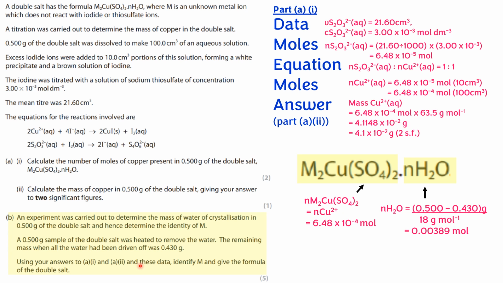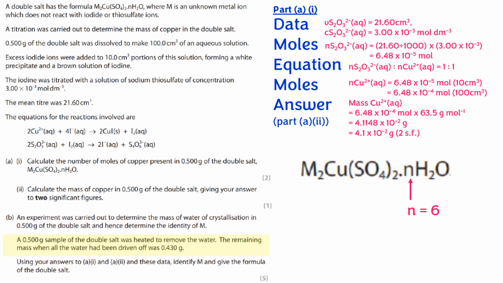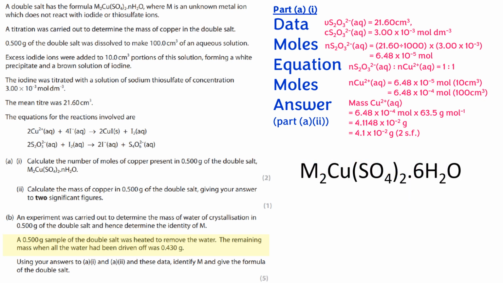Now, we don't know what M is yet, but we know that there's one copper for every one of these whole things here. So only one copper within that whole salt. So we can also assume that the number of moles of copper is the same as the number of moles of our double salt. So therefore that's 6.48 times 10 to the minus 4. So if we take the equation again and put our ratio down and divide by the smallest, we get 1 to 6. So that now means that the value for N must be 6. So we can write that instead.